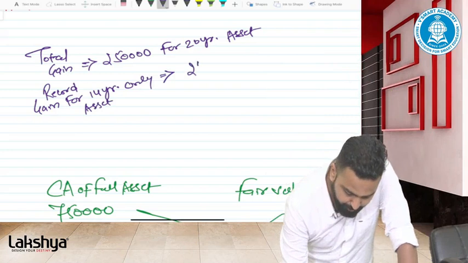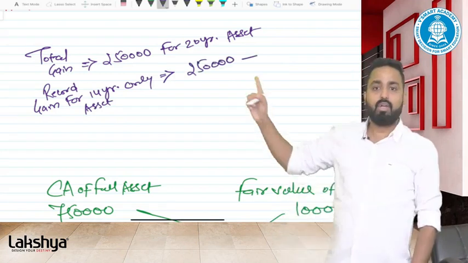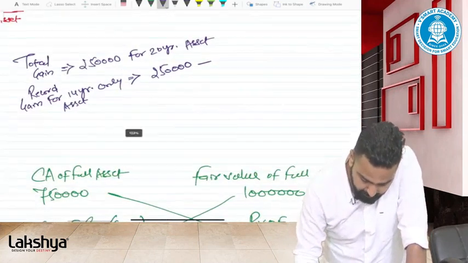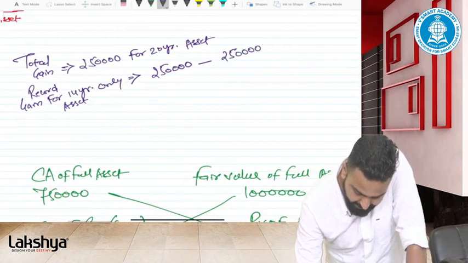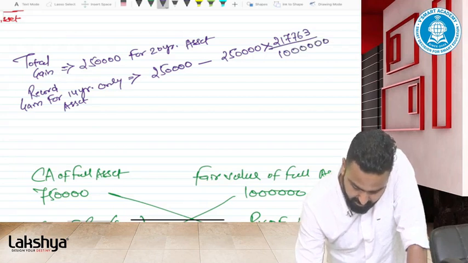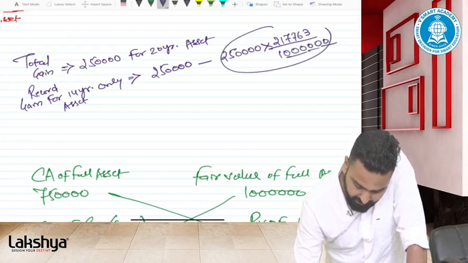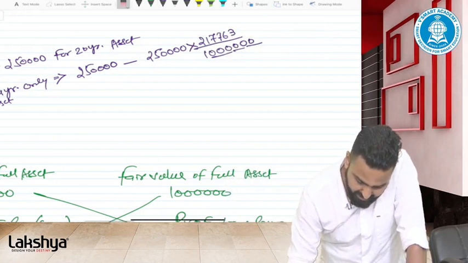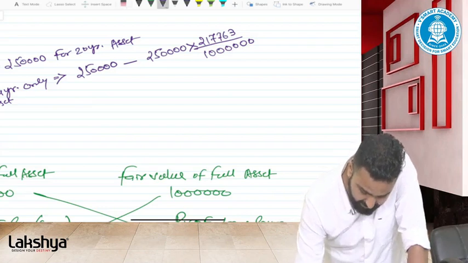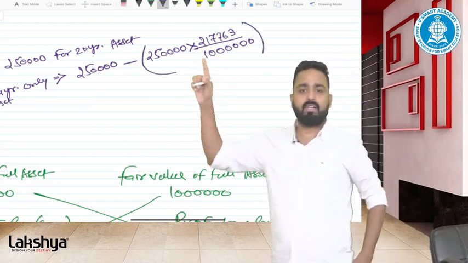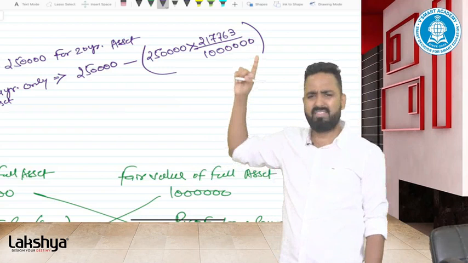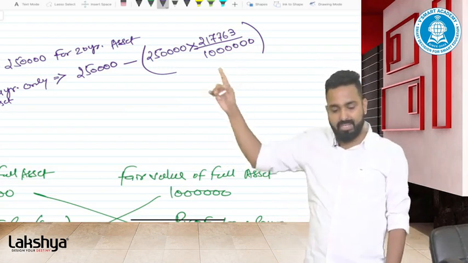See, there is a total gain of 250. 250 minus 250 into 217763 divided by 10 lakh. Now what is this? Try to find out the logic behind this. Anybody? Now what is this, 250 into 217763 divided by 10 lakh? What is this? Try to find out the logic.